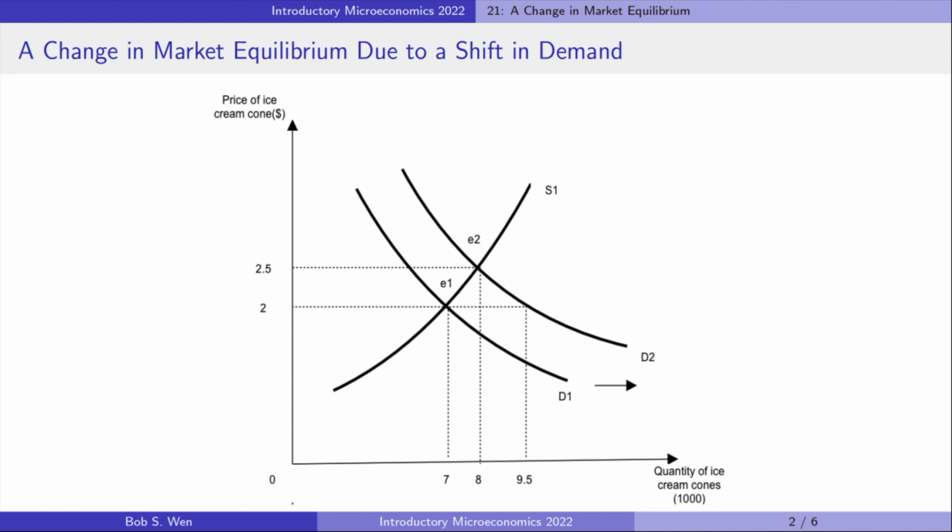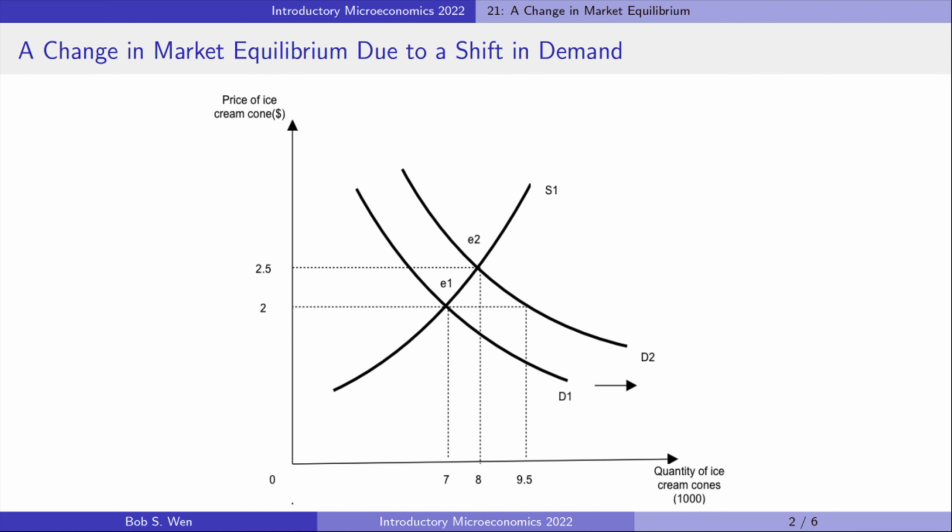We can summarize the analysis in two steps. In the first step, we decide whether a shock or an event shifts the demand curve or the supply curve, or both, and the direction of the shift. In the second step, we use the supply and demand diagram to compare the new equilibrium with the initial one, which shows how the shift changes the equilibrium price and quantity.